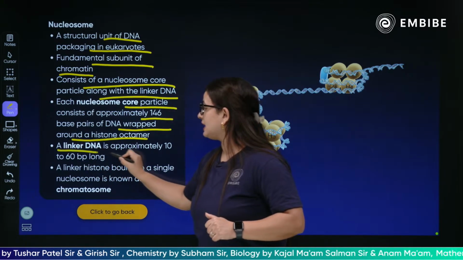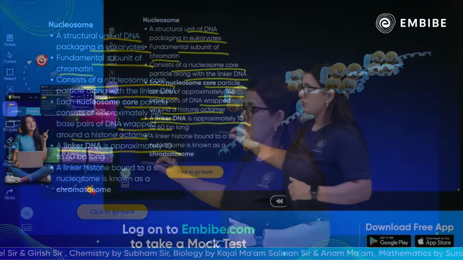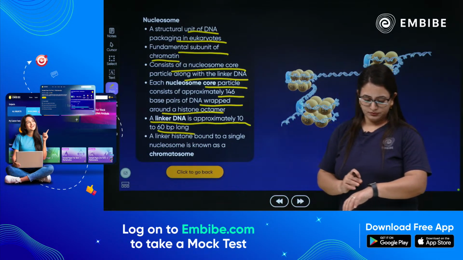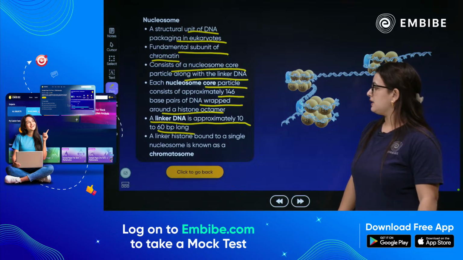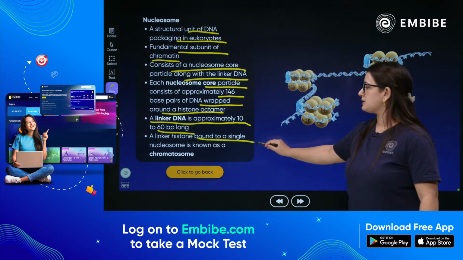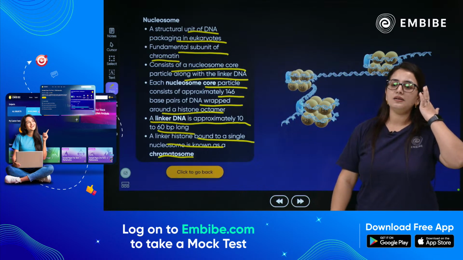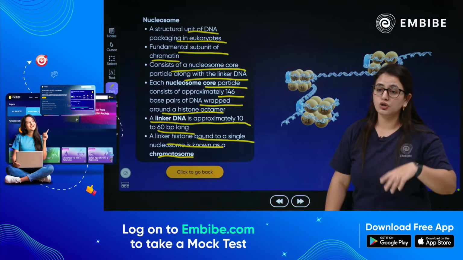A linker DNA is approximately 10 to 60 base pairs long. A linker histone bound to a single nucleosome is known as a chromatosome. Clear? This is about the nucleosome.